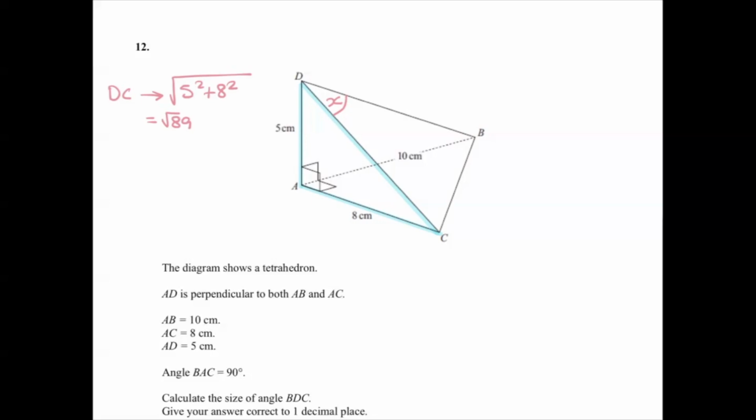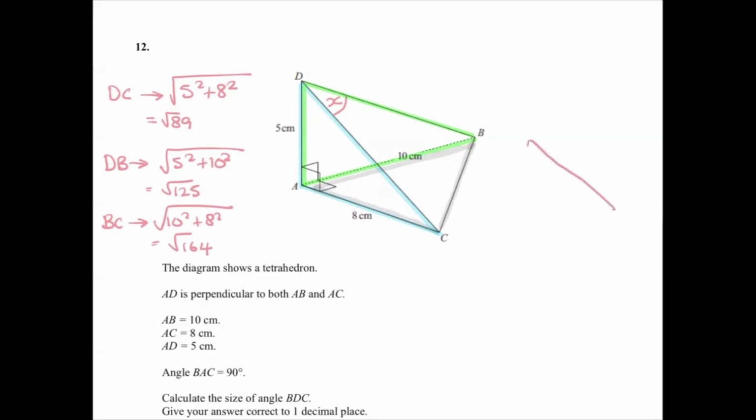Now, DB is going to work in exactly the same way. DB is here, so it's coming off of this triangle. So that gives me root 125. And I'm in a position to be able to find that last edge as well. So I can find this one using my 10 and my 8. Okay, I have found all 3 edges on the triangle that contains X. I'm actually going to draw this out separately now so that I can really see clearly what I've got to help me solve this problem.